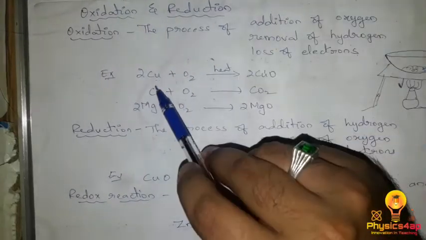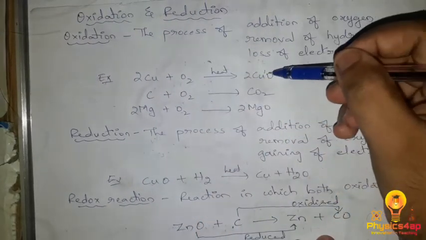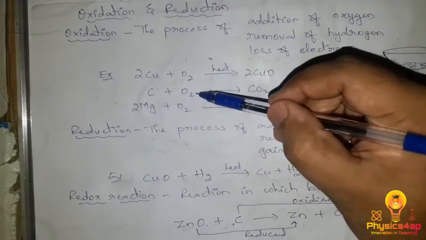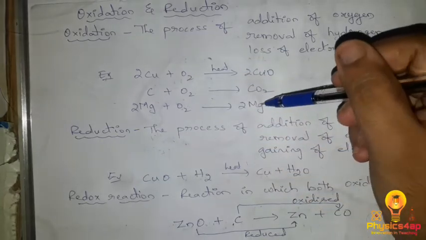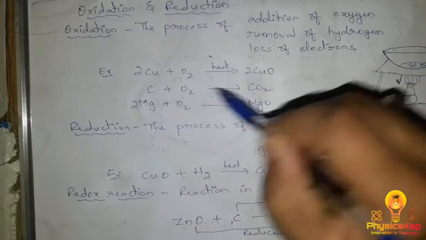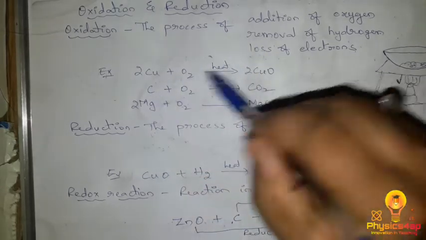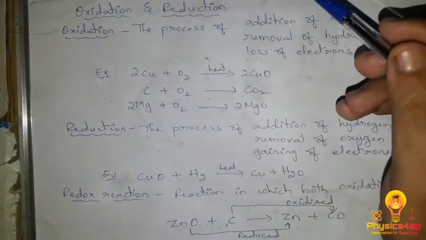Here we have an example, that is copper. When it reacts with oxygen in the presence of heat, we get copper oxide. Carbon reacts with oxygen, we get carbon dioxide. Magnesium reacts with oxygen, we get magnesium oxide. So here we say magnesium is oxidized, carbon is oxidized, copper is oxidized. So we call it the oxidation reaction.